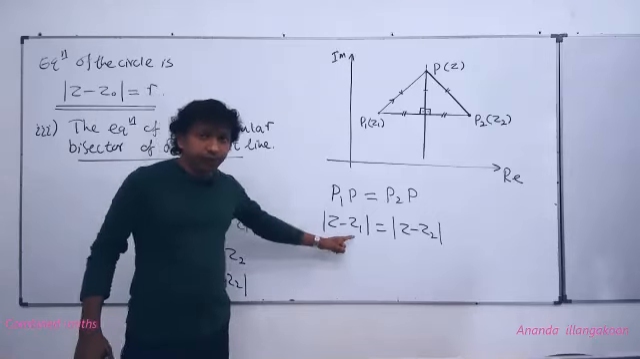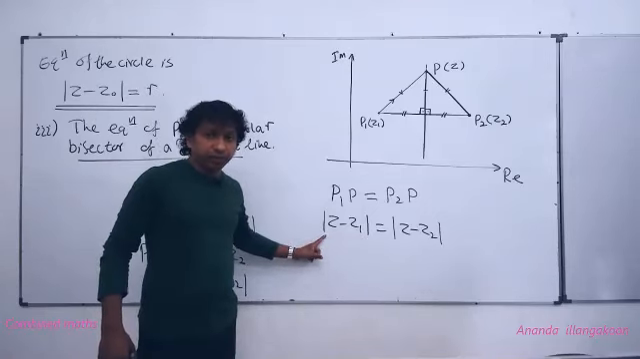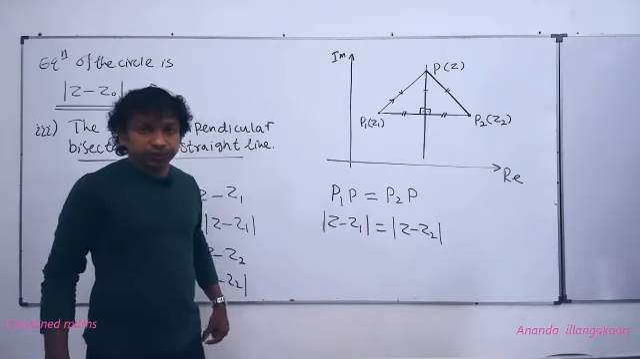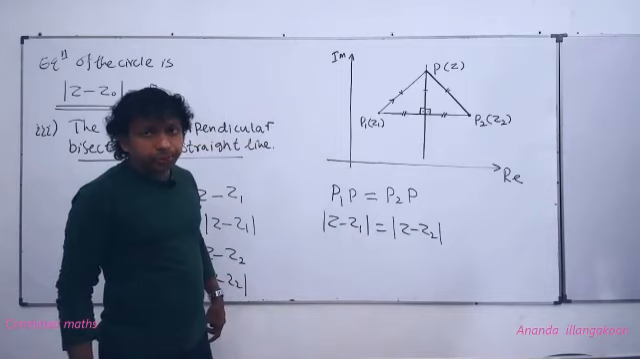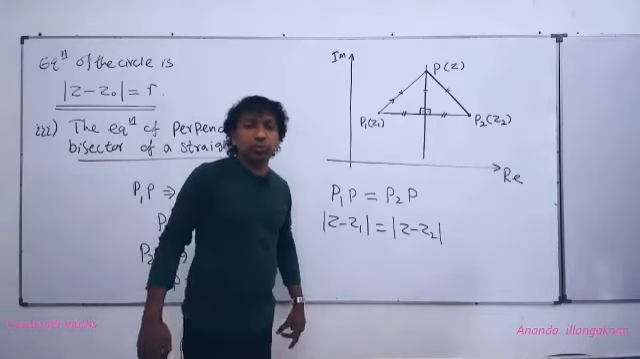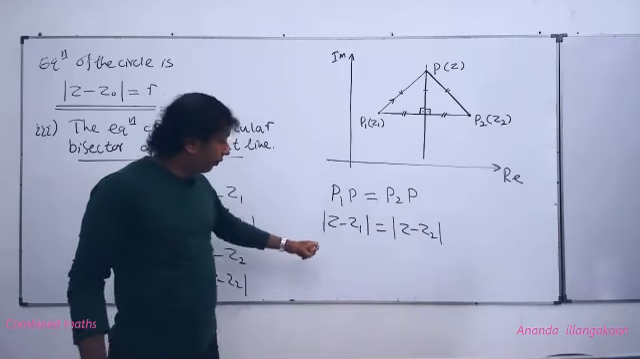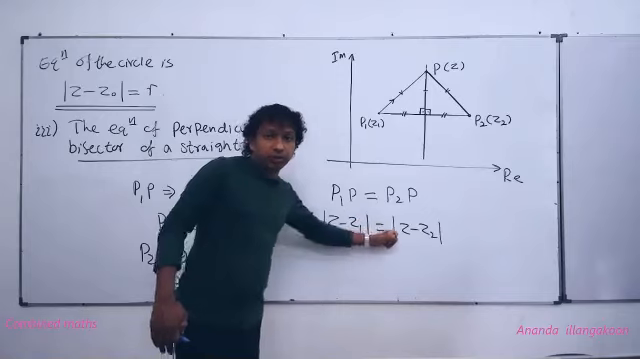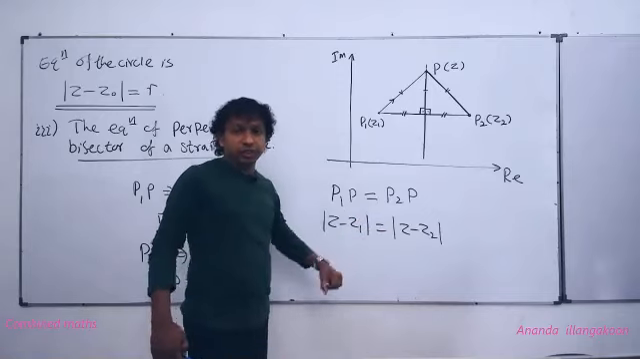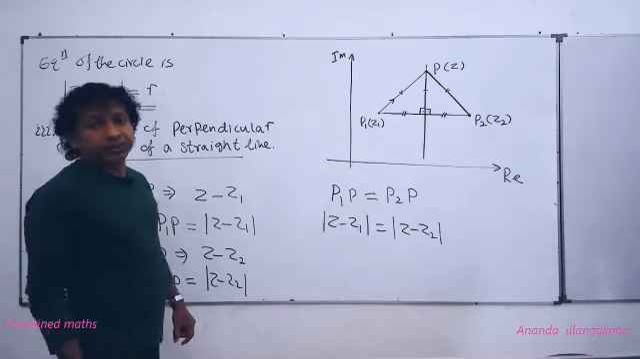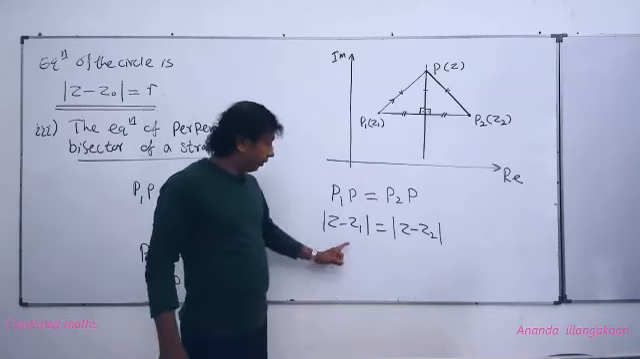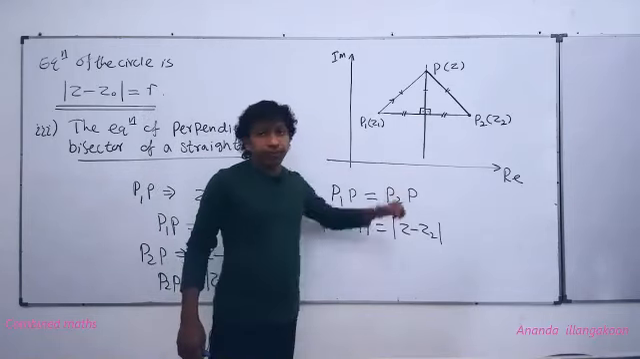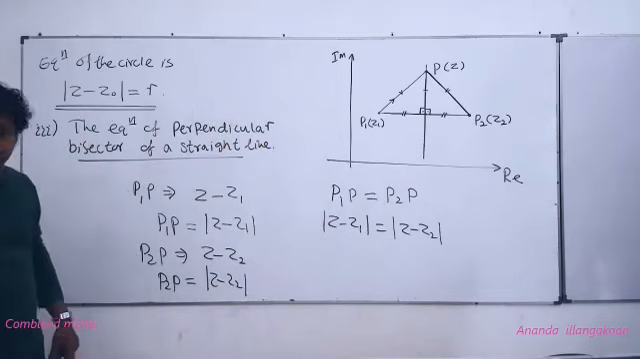If you have this kind of equation, where Z is a variable complex number, and Z1 and Z2 are two fixed complex numbers, and you find a path having two equal modulus values like this, where the first complex number is a variable one and the other two are fixed, then that equation represents the equation of the perpendicular bisector of the line segment joining the complex numbers Z1 and Z2. So therefore, this is how we take that. Okay. Now write down like this.